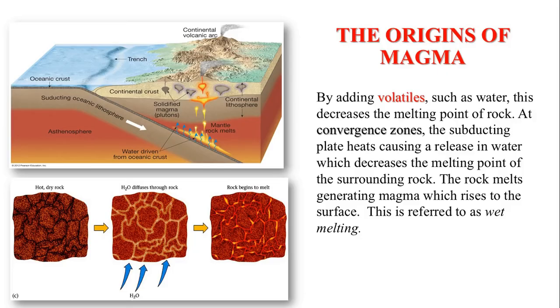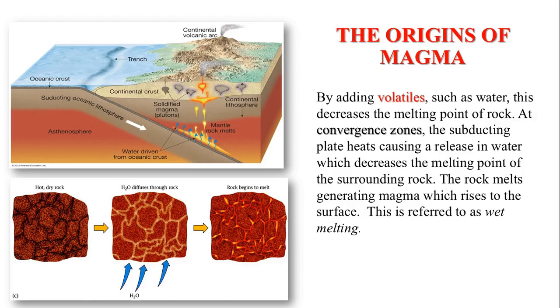All right. Another factor that can influence the melting of rock is adding volatiles or water. Okay, as you can see over here in the diagram at the top, you're going to have this subduction zone. So you've got the oceanic crust subducting beneath the continental crust, and as it goes down and is subducted beneath, that causes water to be released into the surrounding rock. So you're adding water to this surrounding rock.